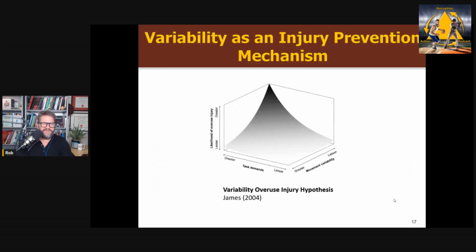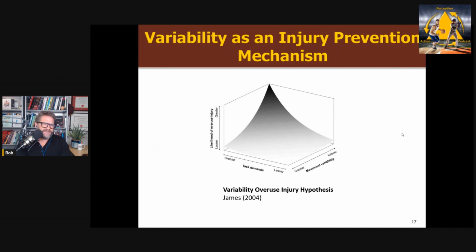This fits right within what I've talked about before. Movement variability is an injury prevention mechanism, right? It goes with the variability overuse injury hypothesis proposed by James: the idea that there are three things that determine injury: how hard you do something, how often you do it, and how consistently you do it. Inconsistency is a good thing, right? It helps reduce load, allows stresses to go on different joints and things like that.